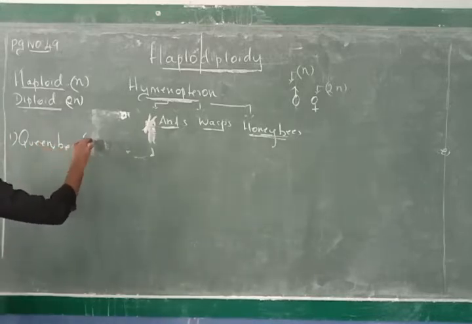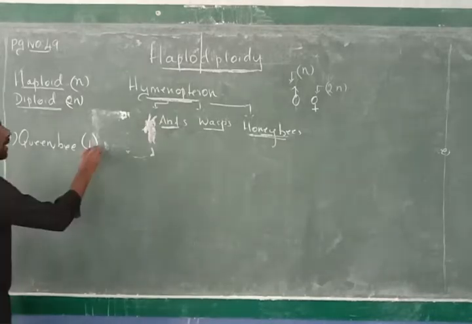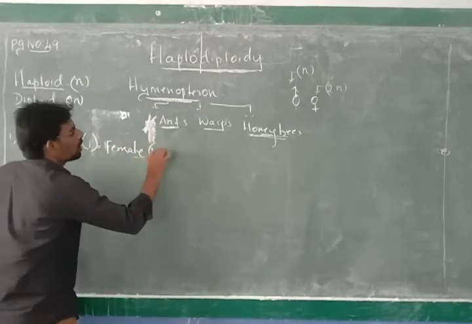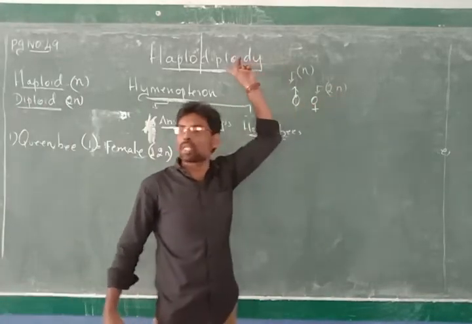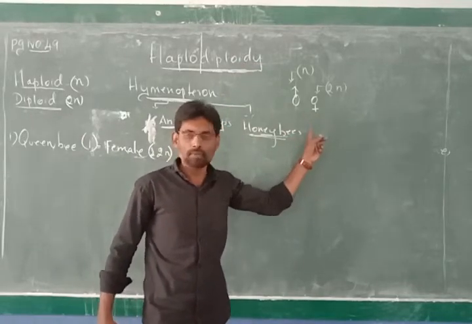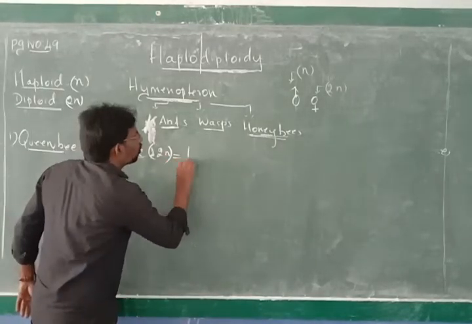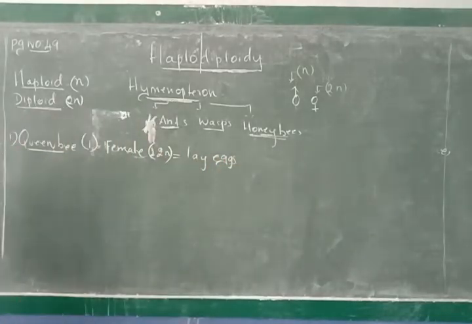And the number of the queen bee is only one. In one beehive, you will have only one queen bee. Understand? And this queen, naturally, is female and it always possesses 2n number of chromosomes. Why? Because in the Hymenoptera family, if it receives 2n number of chromosomes, it becomes female. Okay. And the function of this queen bee is only to lay eggs. That's it. Only to lay eggs.